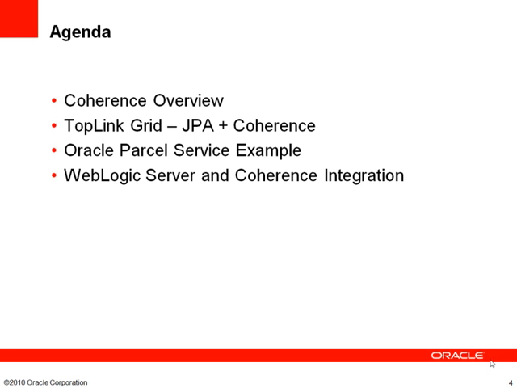In today's agenda, I'll first define Coherence and go over the basic concepts. Secondly, I'll apply those concepts to TopLink Grid, specifically adding Coherence support for JPA. Next, we'll apply what we've learned about Coherence and TopLink Grid to the Oracle Parcel service example and look at some code and a demonstration. Finally, I'll cover WebLogic Server and Coherence integration, which was recently improved.